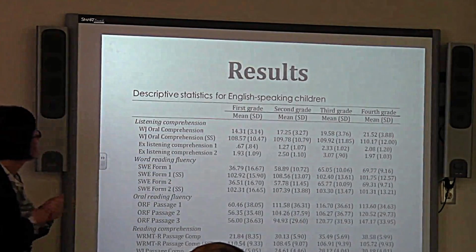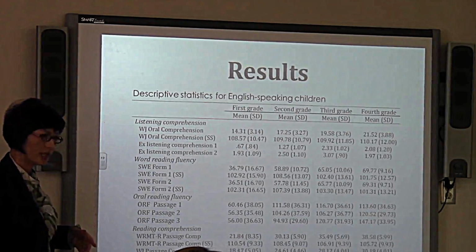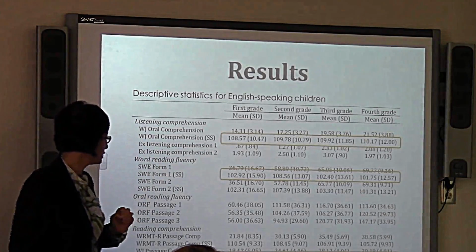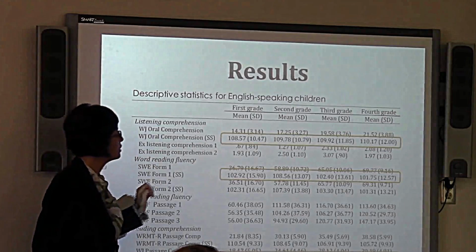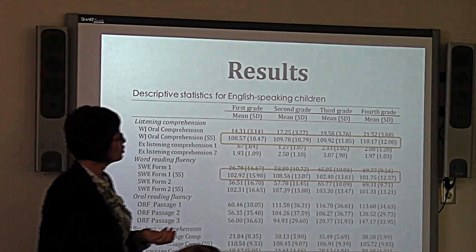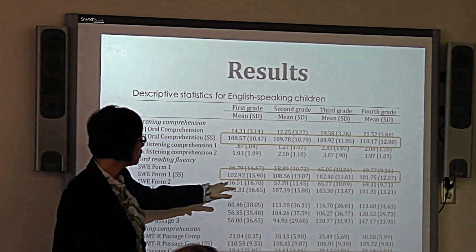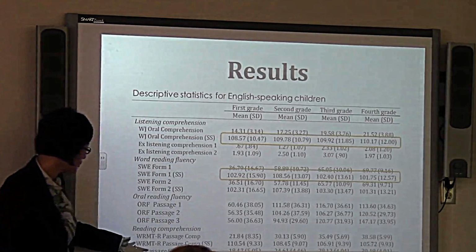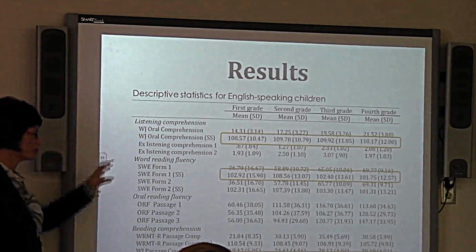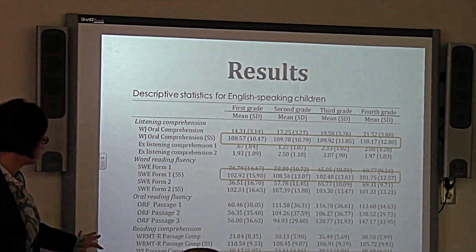So here are results. For English-speaking children, this is descriptive statistics. I know you can't see them, but I'll just tell you a few things. Their oral language comprehension, according to the standard score of Woodcock-Johnson oral comprehension, is pretty much in the average range. So standard scores range from 108 to 110. Their sight word efficiency is also in the average range, 101, 102. Their passage comprehension is also in the average range, 106, 102. So, good variation of skill levels and also an average range of kids.